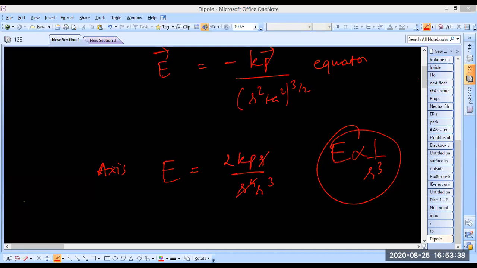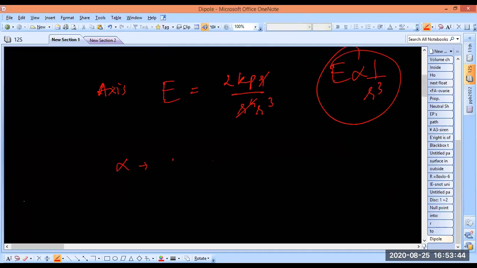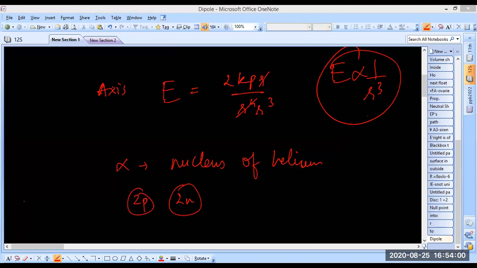Next question is, what is the meaning of alpha particle? Okay, Prachi, alpha particle means nucleus of helium. I think you would have learned it in chemistry perhaps. Alpha particle is nucleus of helium. It means it has 2 protons and 2 neutrons. It's just an informative thing.